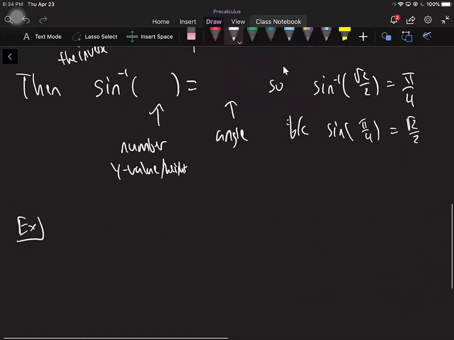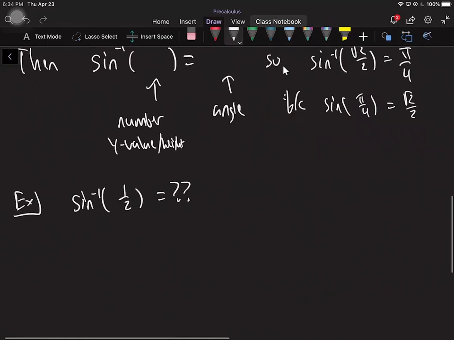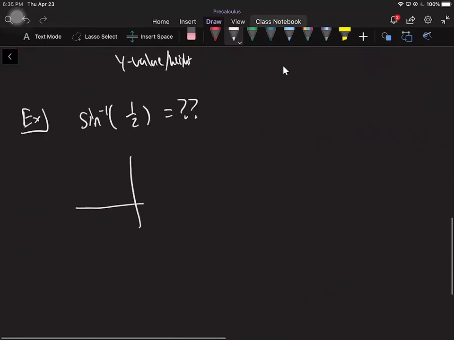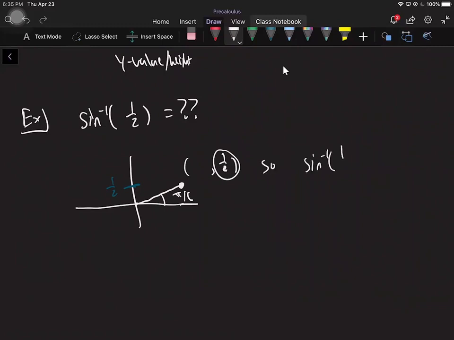So then, what about sine inverse of 1/2? What should that be? Well, now we're asking, what angle makes the height be a half? So what angle is that? On the unit circle, that's the lower angle, pi over 6. That makes the y value be a half. So sine inverse of a half should be pi over 6.